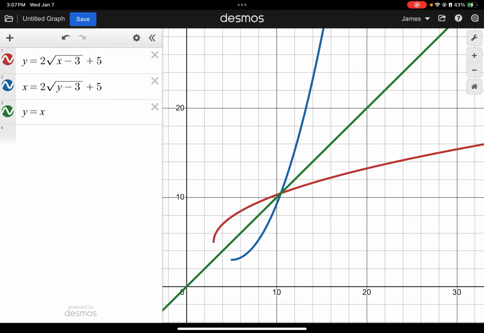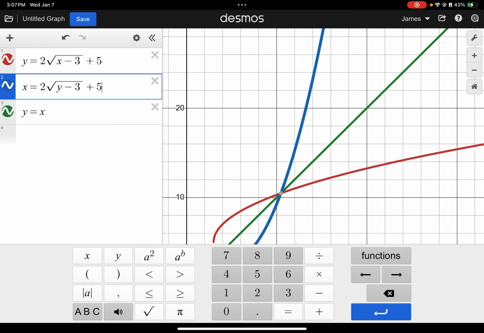So, and there you go. That's the red, the original function. It's a square root graph. The blue is the inverse of the original function. It is not a square root graph. Actually, it's a quadratic. Because we've done this a couple times where I solved for y from this by subtracting 5, dividing by 2, and squaring, and that gives you a quadratic.